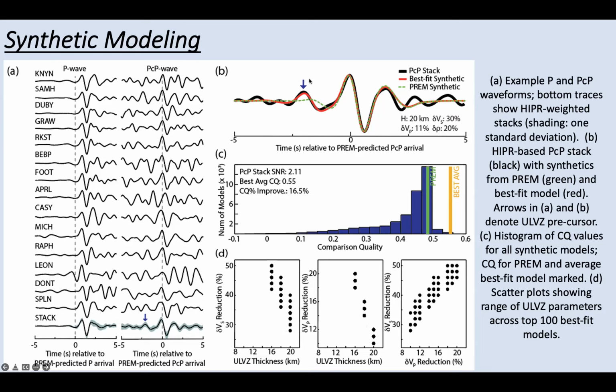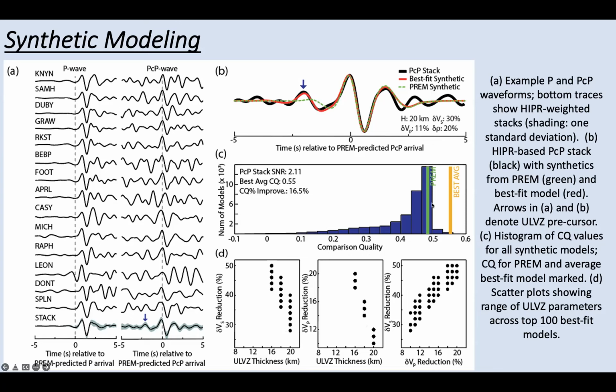And I'll draw your attention to this little arrow right here, which is pointing at this bump. That's one of those PCP precursors that I mentioned a little earlier in the talk. Panel C here, the histogram, indicates those CQ, or comparison quality, values, again, measures of fit for all 38,000-plus synthetic models that we examined.